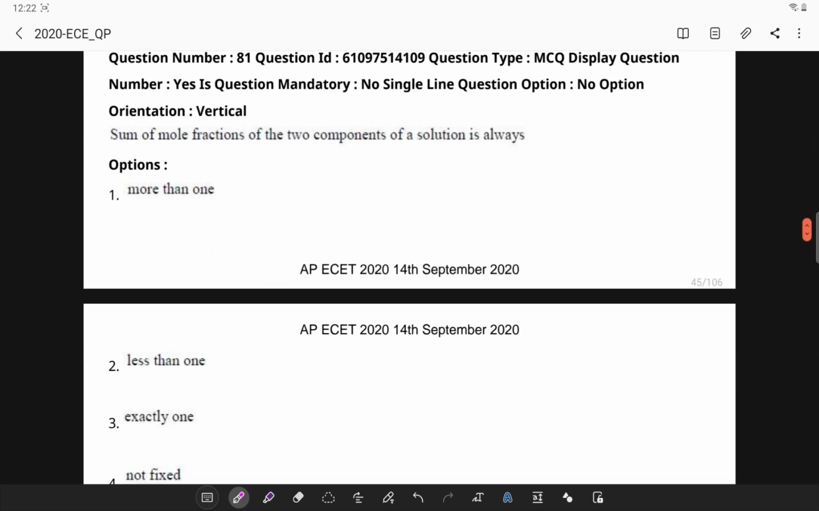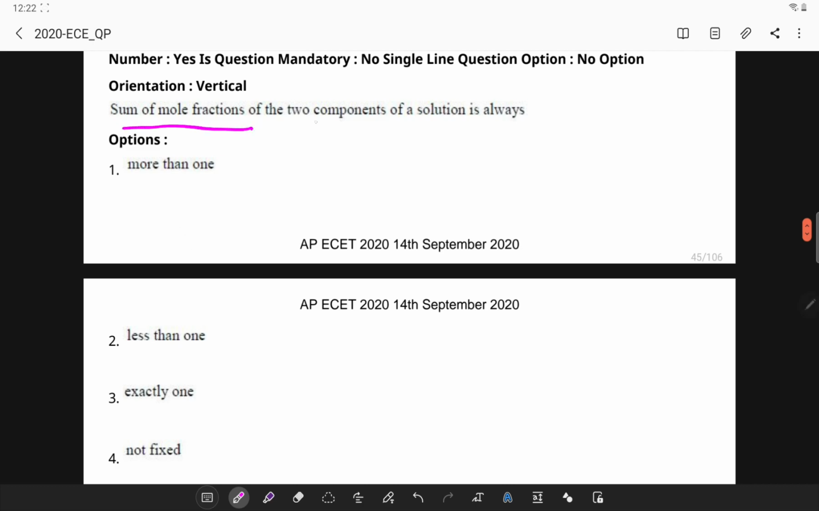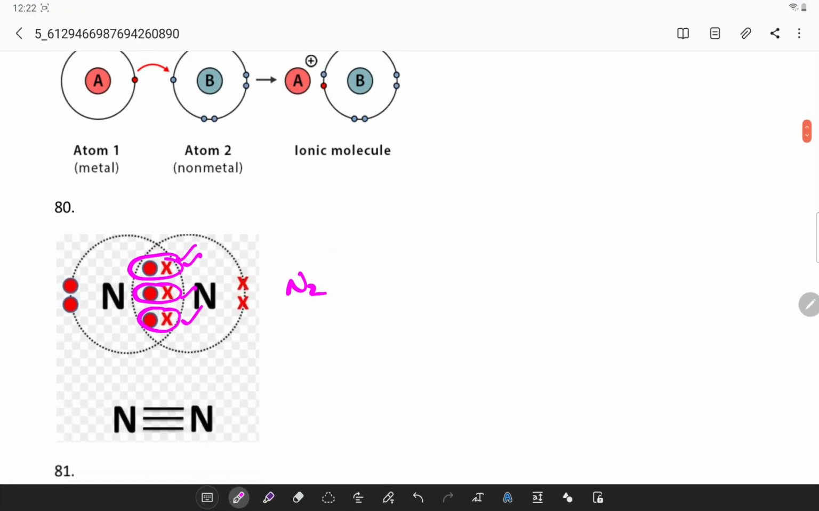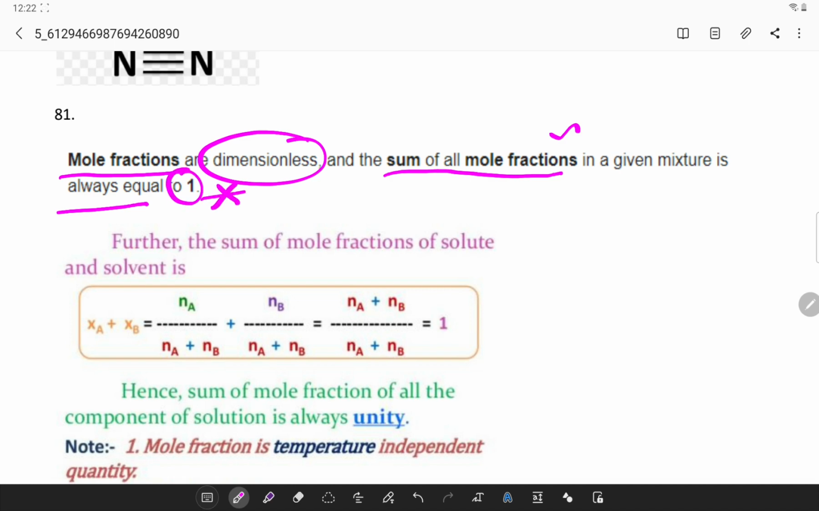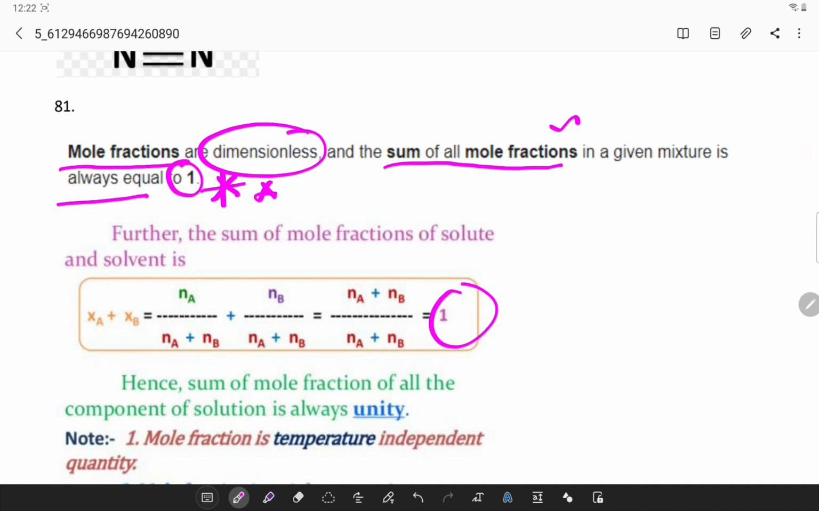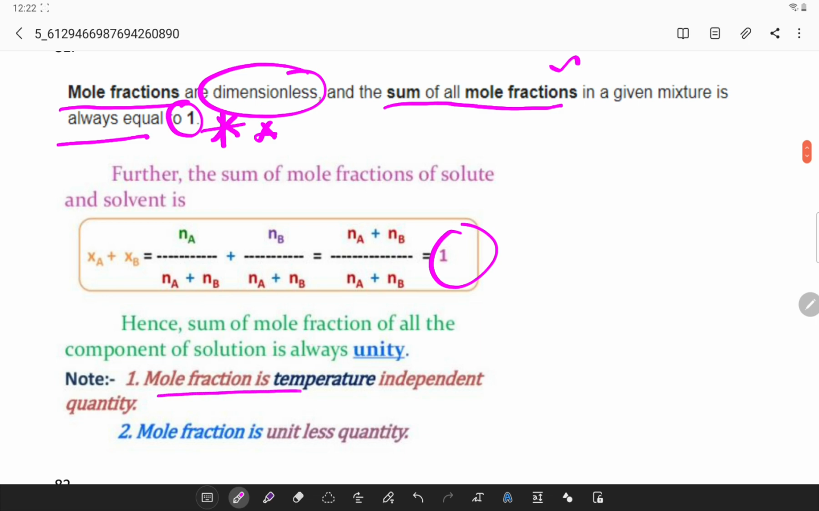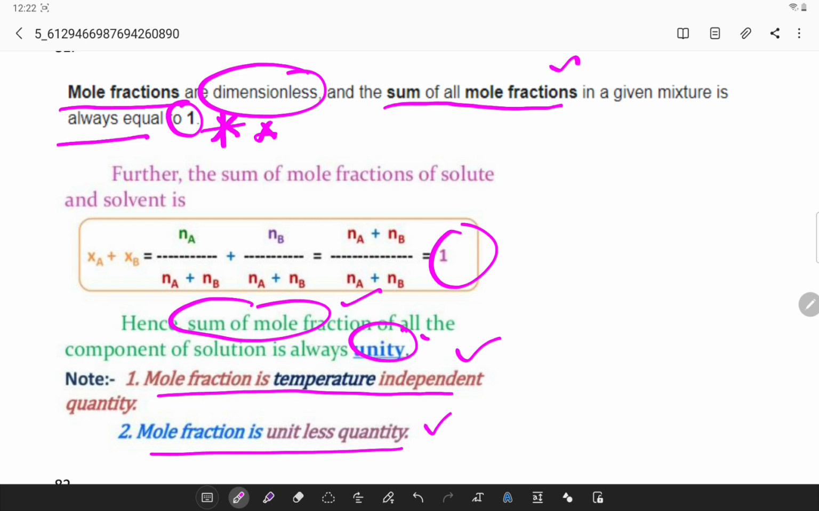Next, the sum of mole fractions of two components of a solution is always exactly equal to 1. So we'll have a better understanding of this. Mole fraction is a dimensionless attribute, and the sum of all the mole fractions is always equal to 1. This is a very important point. Therefore the student has to remember mole fraction is temperature independent and it is a unitless quantity, and the sum of all the mole fractions is equal to unity.